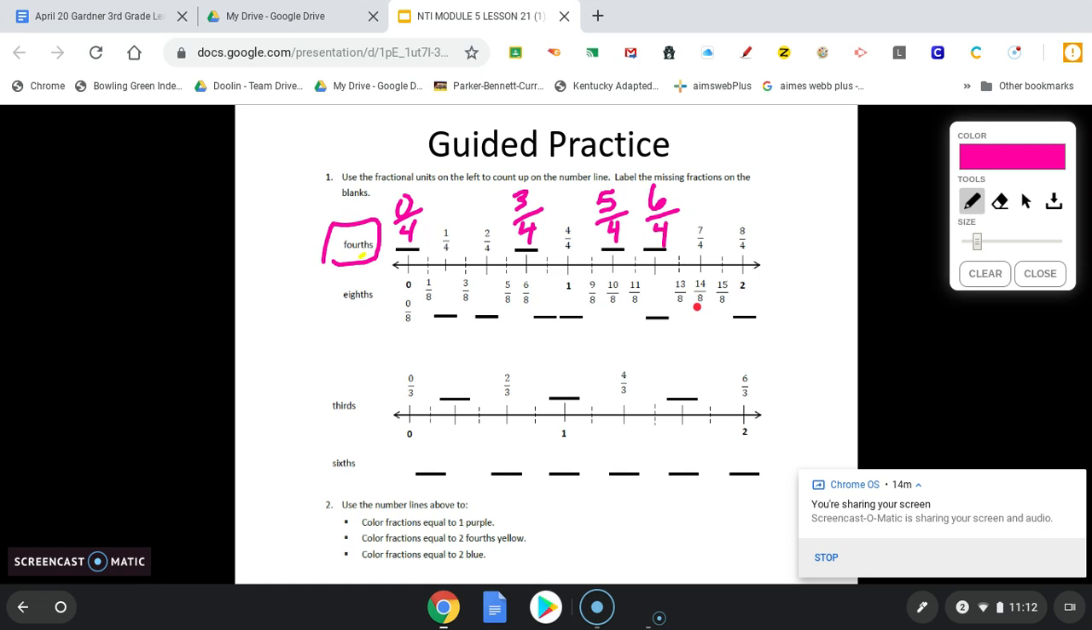Then at the bottom, I partitioned into eighths. So I have 0/8, 1/8. Then I have 2/8 missing, 3/8. I have 4/8 missing, 5/8, 6/8, 7/8 missing, 8/8 missing, 9/8, 10/8, 11/8. I have 12/8 missing, 13/8, 14/8, 15/8, and then 16/8 is 1 whole.